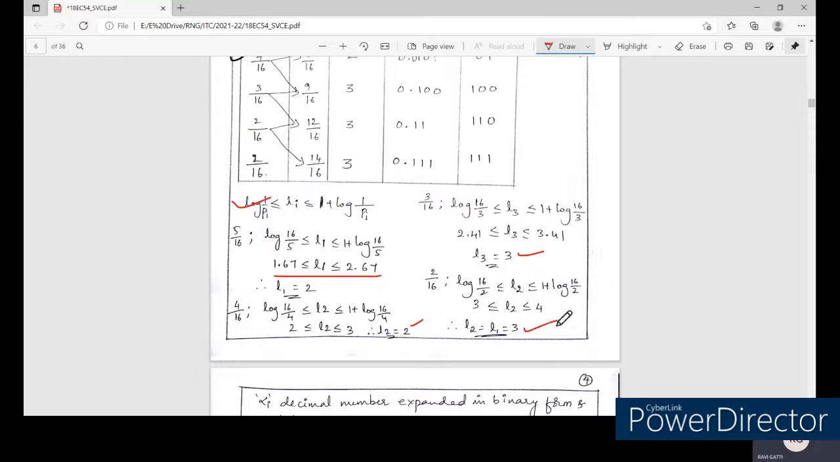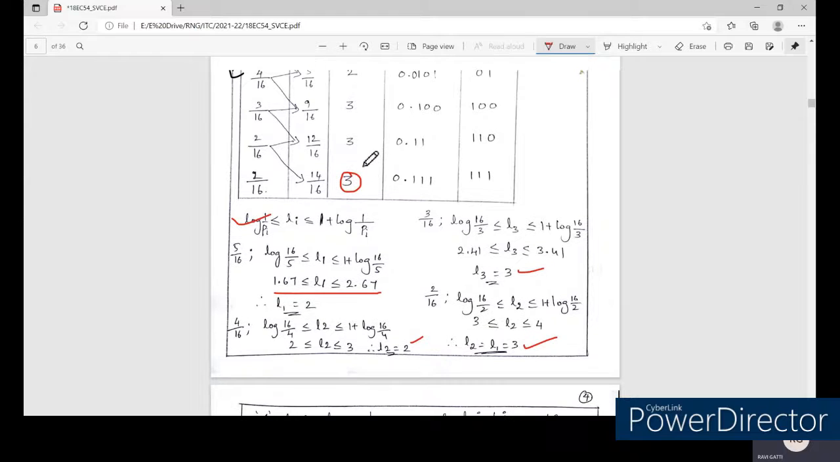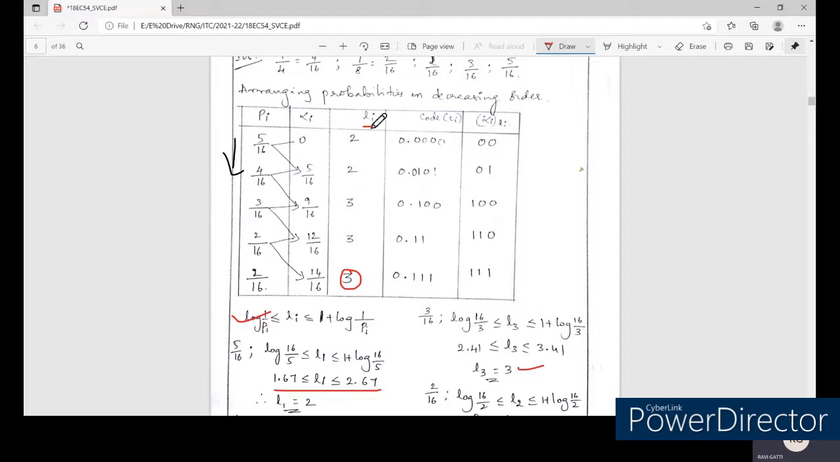So therefore you are going to consider the least value which satisfies this. The least value it is satisfying is 3. So therefore I will be considering this as 3. Similarly, the other 2 by 16, one more is there, so we have calculated, this will be equal to 3. So this is how you have calculated the code word lengths needed to represent these probability values.